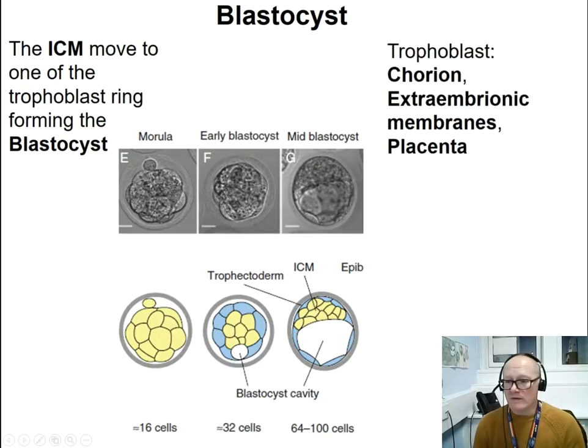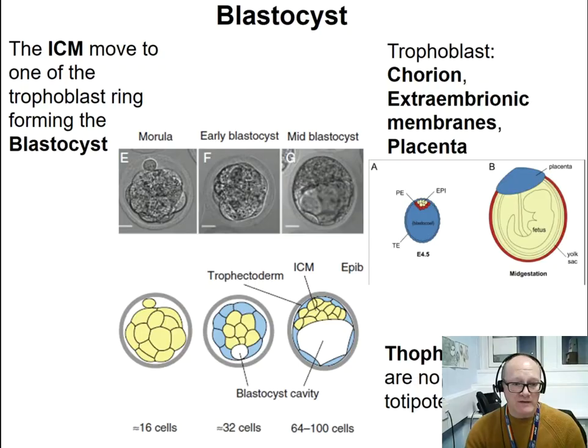Now, the ICM, I want to remind you again, is the one that produces, you can see here in yellow, the tissue of the fetus, while the trophoblast is responsible for the formation of the chorion, extra-embryonic tissue, and the placenta. So the trophoblast and the ICM are no longer totipotent cells, because at this point they definitely cannot do the same things, and they express different kinds of genes.